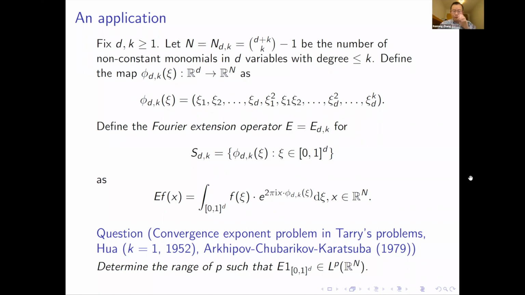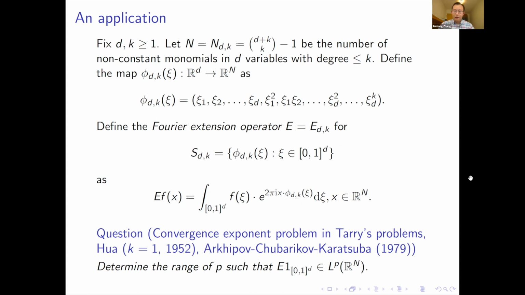And we can define the Fourier extension operator, which maybe I'll go more into later, but now you just need to know the name and the definition for this surface as the following. If you have a function f on the d-dimensional unit cube, then E of f is a function on R^N, so in a space of much larger dimension. It's defined in the following way: you integrate over this cube f against e to the 2 pi i x dot product with phi of d,k, with respect to dξ, and you get the Fourier extension operator.